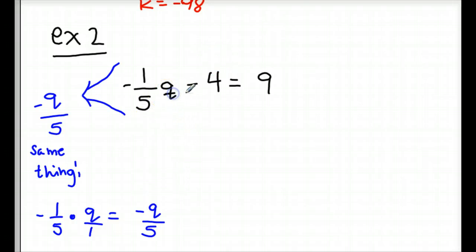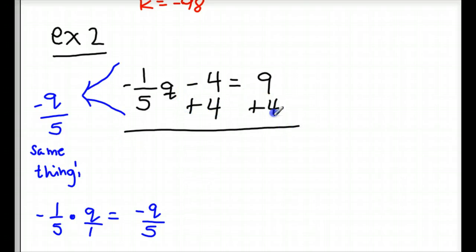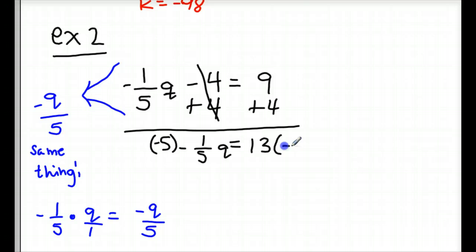So now let's solve up here. We still want to get this q isolated, so we want to add 4 first. Remember, you add and subtract first. This is equal to 0, so 9 plus 4 is 13. That equals negative 1/5 q. Now what we want to do is still multiply both sides by negative 5. Same thing. Negative 5 to both sides. This still cancels it out. All we have left over here is q. Q equals 13 times negative 5, which is going to give us a negative 65.